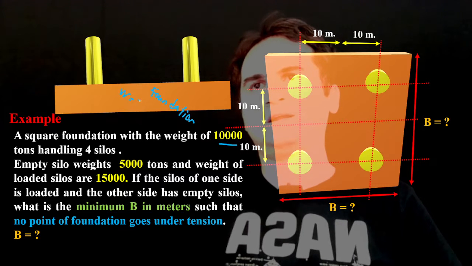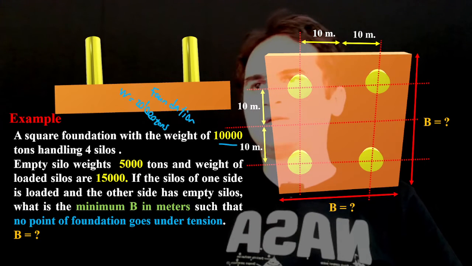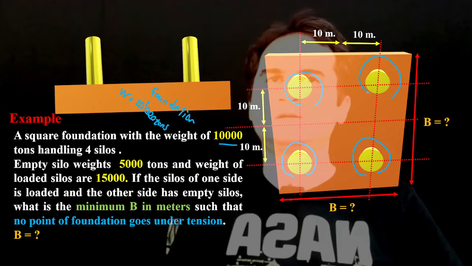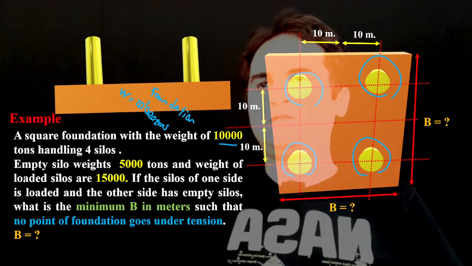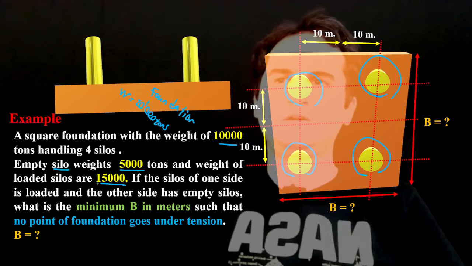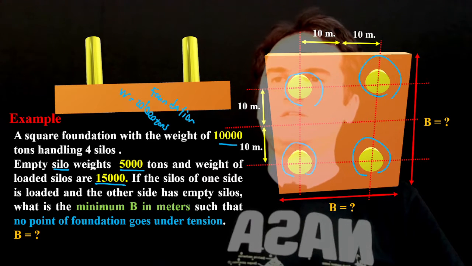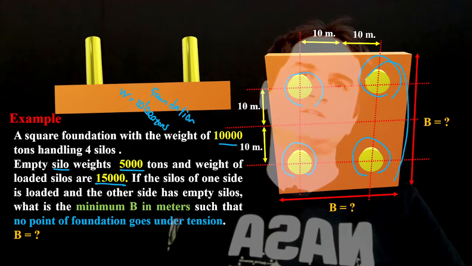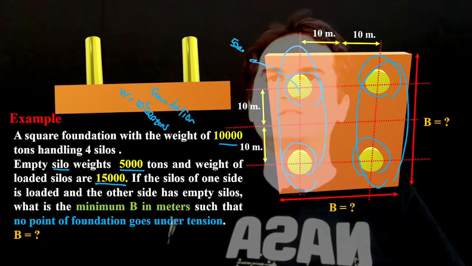W is 10,000 tons, handling four separated silos in its corners. Each empty silo weighs 5,000 tons, and when you fill them up with some stacks, it's 15,000. If the silos of one side are loaded, for example, if this side is loaded and the other side is just the weight of the silos itself, that's 5,000 each.